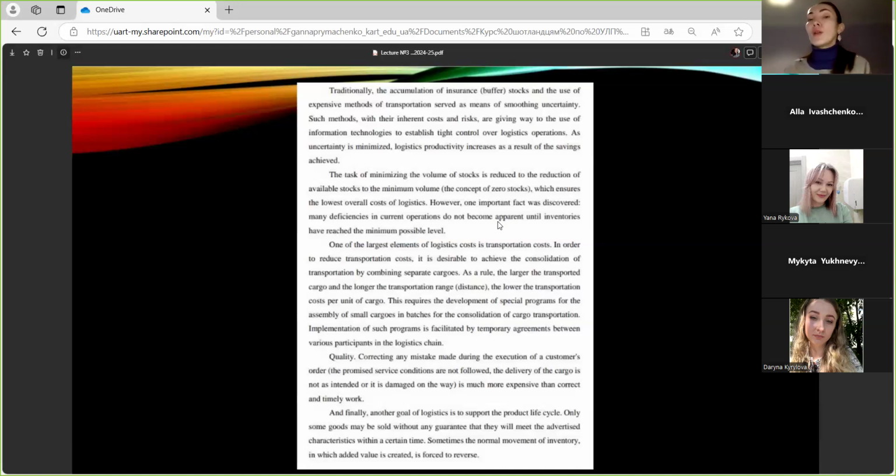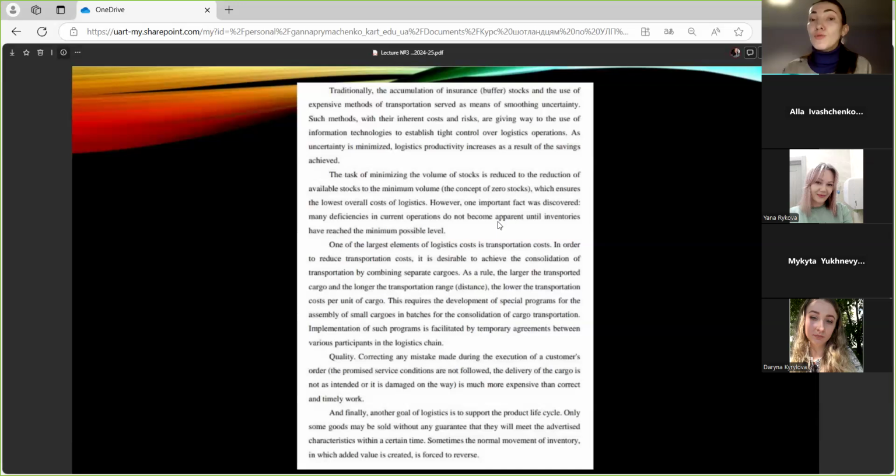Now it's very popular when we could sell, for example, a picture in a catalog. We could sell this picture, and after this we could produce some materials, some products, or collect these products, package these products, and other operations. It's based on the concept of zero stocks, which ensures the lowest overall cost of logistics.